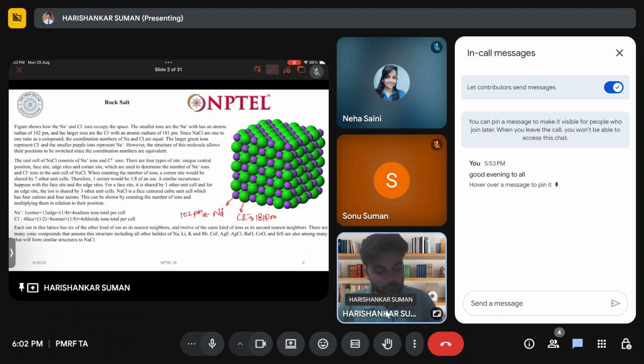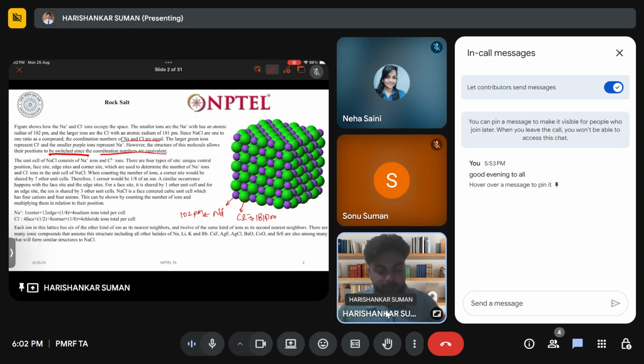We can see that since NaCl is a 1 to 1 ratio compound, the coordination numbers of Na and Cl are equal. The larger green sphere represents Cl, while the small purple one is Na+. The coordination numbers are equivalent, and that's why.